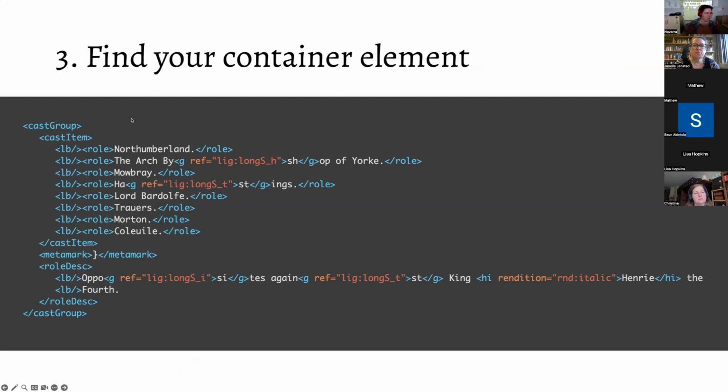Then we need to go from our early modern page to our TEI, which in a PowerPoint looks like a really stark contrast always. But this is the same thing. So we have a cast group and then a cast item with a lot of different roles in it, each of which has its own LB. We have our bracket wrapped in a meta mark element, and then we have our role desk.